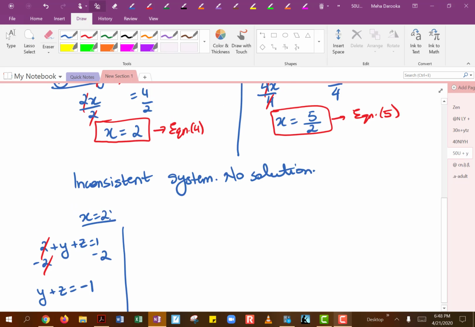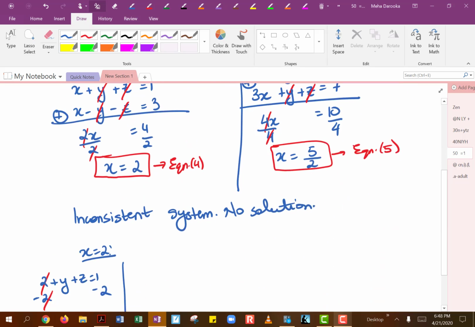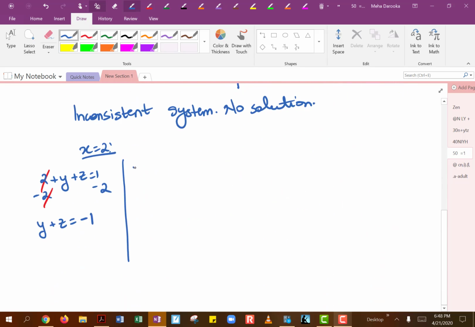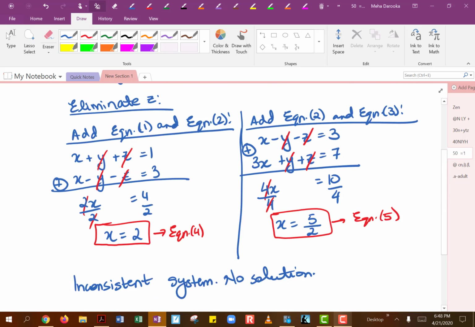Okay, now let's see what happens when we substitute this in our second equation. That's x minus y minus z equals 3, so that's 2 minus y minus z equals 3, subtract that 2, and we end up getting negative y minus z equals 1. To get rid of the negative on our variables, let's divide everything by negative 1, and we end up getting y plus z equals negative 1. So far, both of these are the same, okay? Now let's see what happens with the third one.